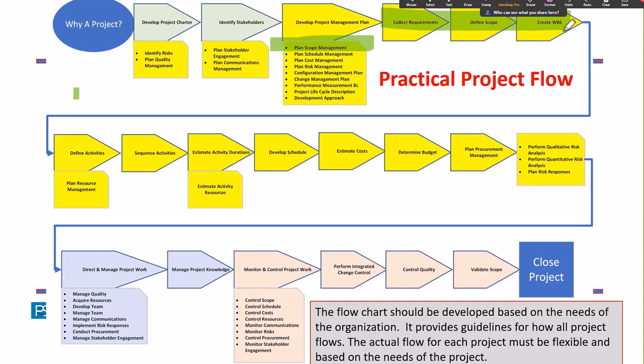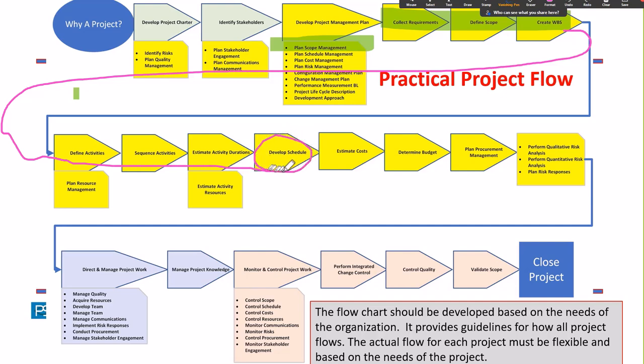We have the scope baseline as an output of Create WBS. That flows into the schedule area. First thing we do is we decompose that scope down into the activities. We sequence activities, estimate activity durations, and we develop our schedule baseline. So that's based on the scope. We estimate costs, determine budget. This gives us right here our cost baseline. It's built based on the scope. We come over, we plan procurement. Procurement is going to be based on the scope.